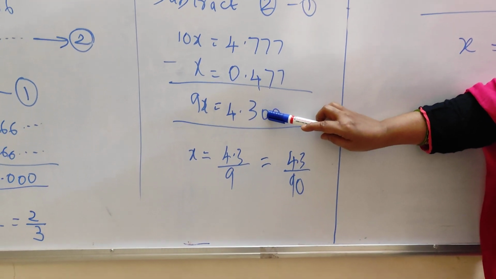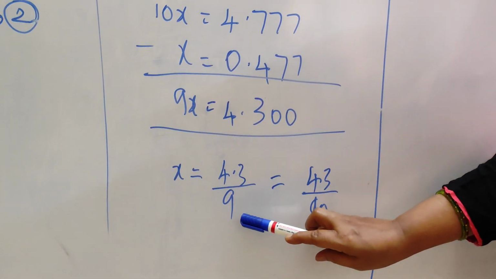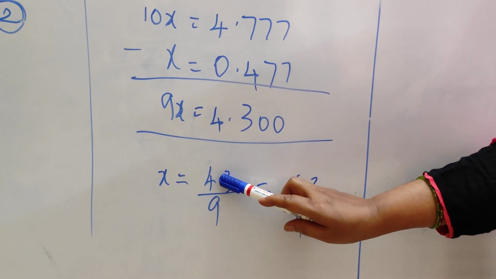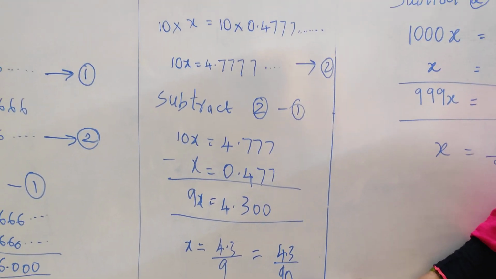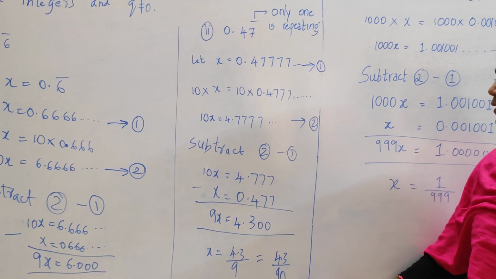9x is equal to 4.3. So x is equal to 4.3 by 9. Now to remove that one decimal, we will multiply by 10 on top and bottom. So it becomes 43 by 90. This is a P by Q form.